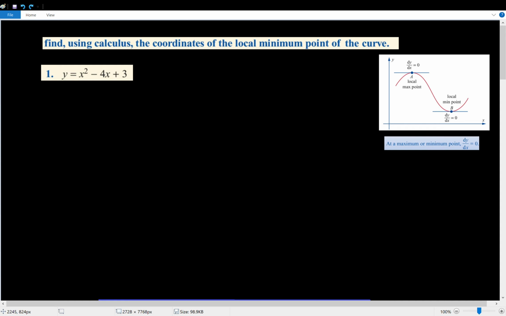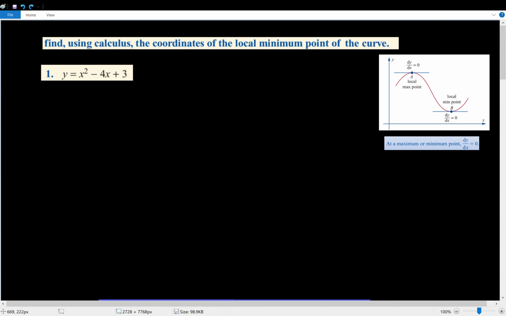This is questions 1, 4 and 7 in exercise 8.6 in New Concise Project Maths 3A. We have to find, using calculus, the coordinates of the local minimum point of the curve y is equal to x squared minus 4x plus 3.